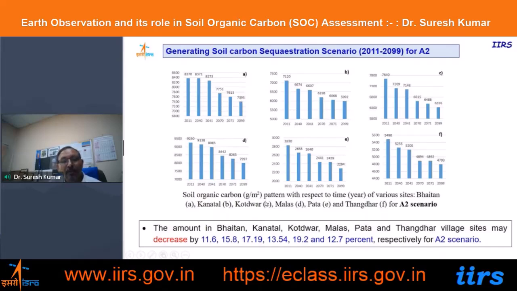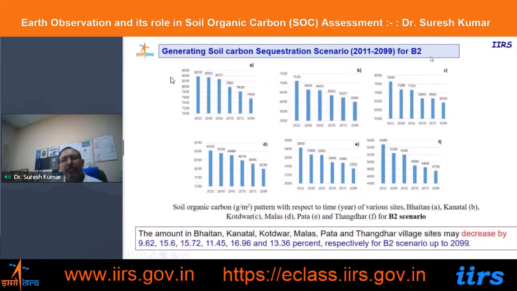So we found that in various soils in the A2 scenario, there is a decrease of 11 to 20% carbon in the mid Himalayan soils. We tested for the six soil types and found that some soils will see 11%, and some soils will witness 19% decrease in organic carbon content in the surface soils.